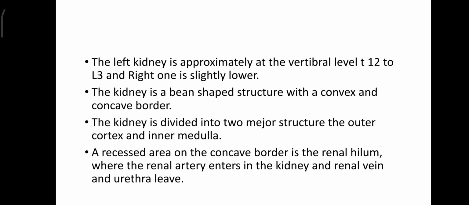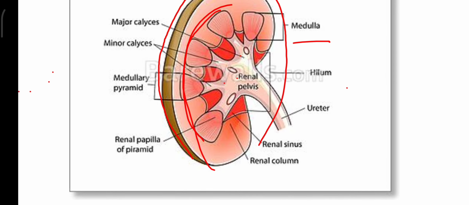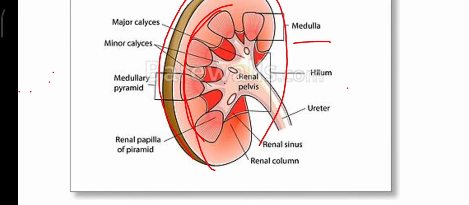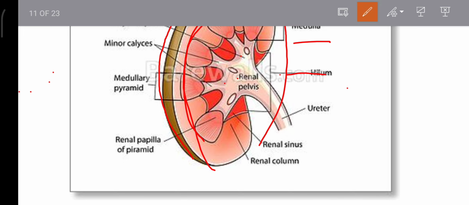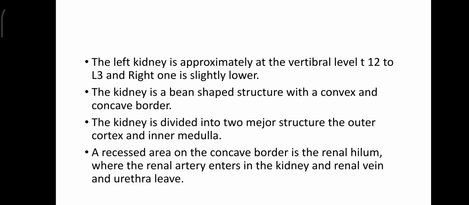A recessed area of the concave border is the renal hilum, where the renal artery enters the kidney and the renal vein and ureter leave. You can see that this area is called the hilum of the kidney. You can see that the renal arteries and the renal veins enter the kidney and the renal pelvis leaves the kidney.